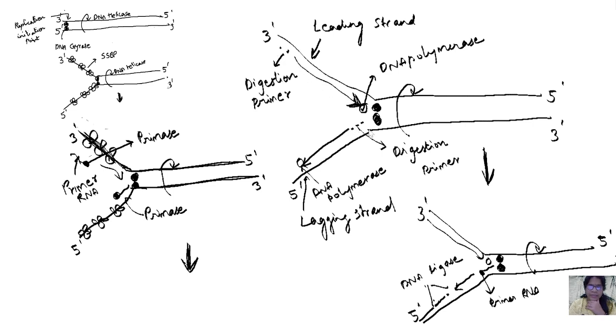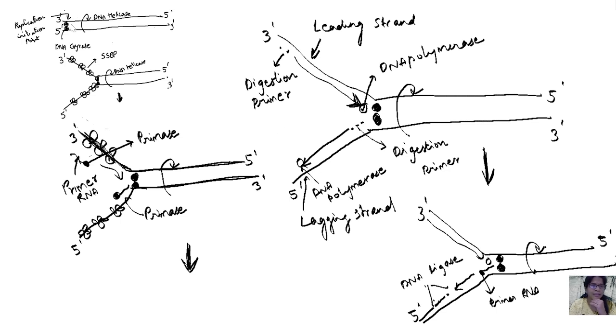In the same way, whenever the primase comes and gives the primer, after that the digestion of the primer also takes place in the lagging strand replication. So you will get all the small Okazaki fragments, and all the Okazaki fragments of the lagging strand get ligated by DNA ligase. So that is how all the enzymes play an important role in the process of replication.